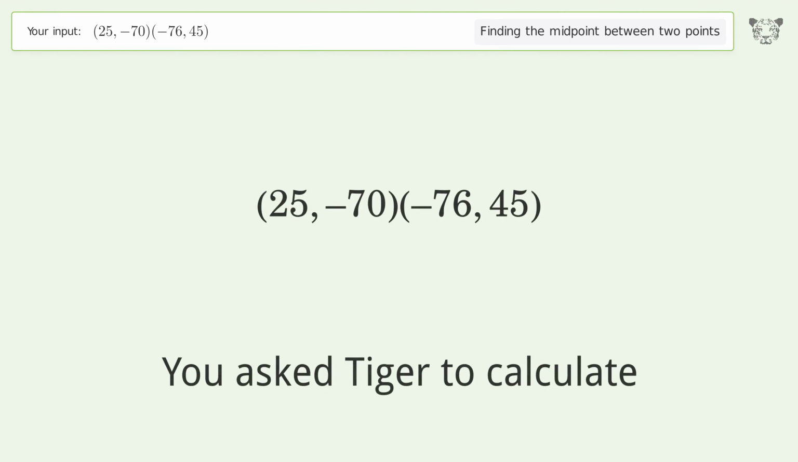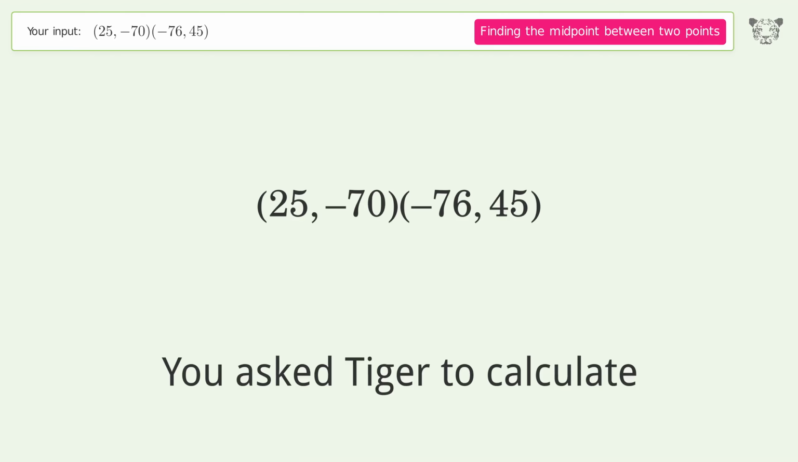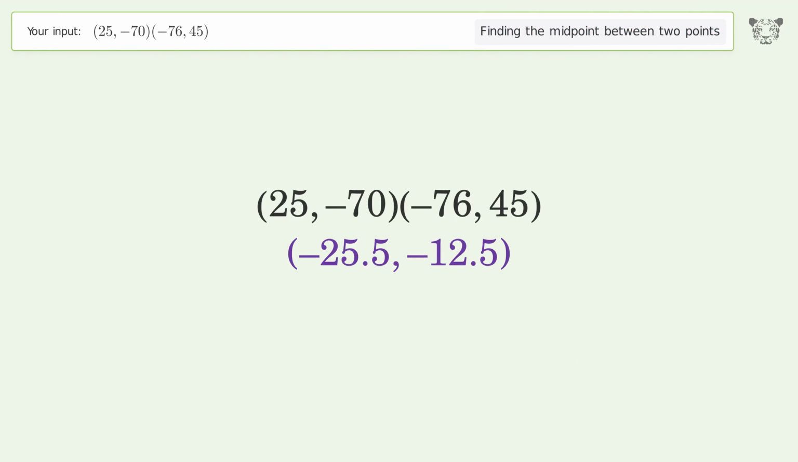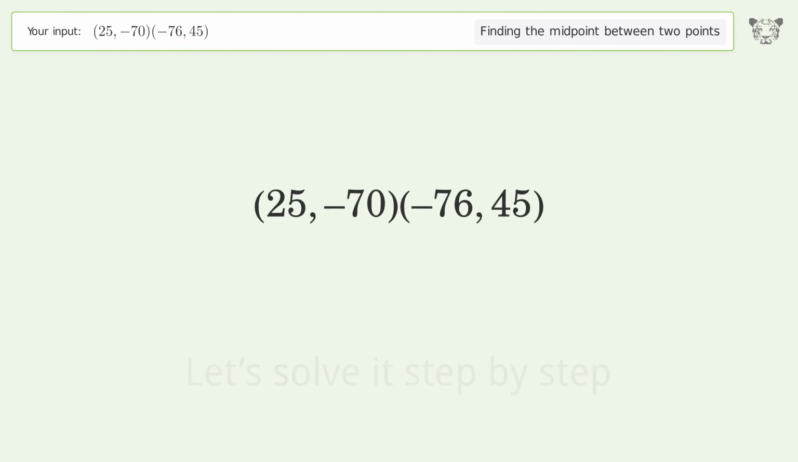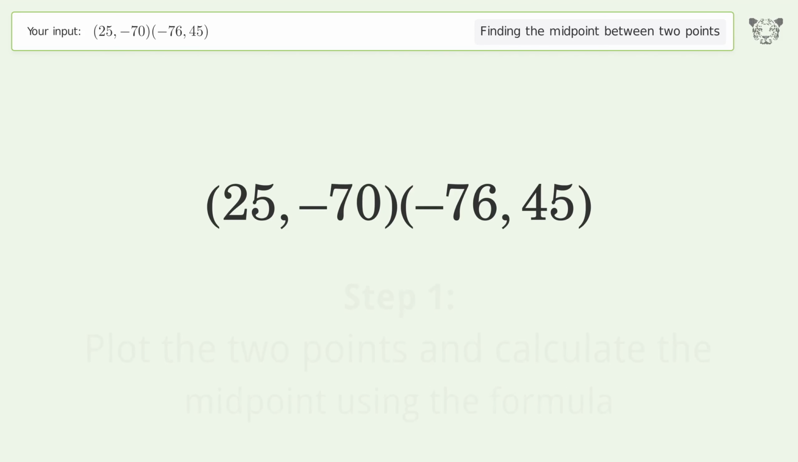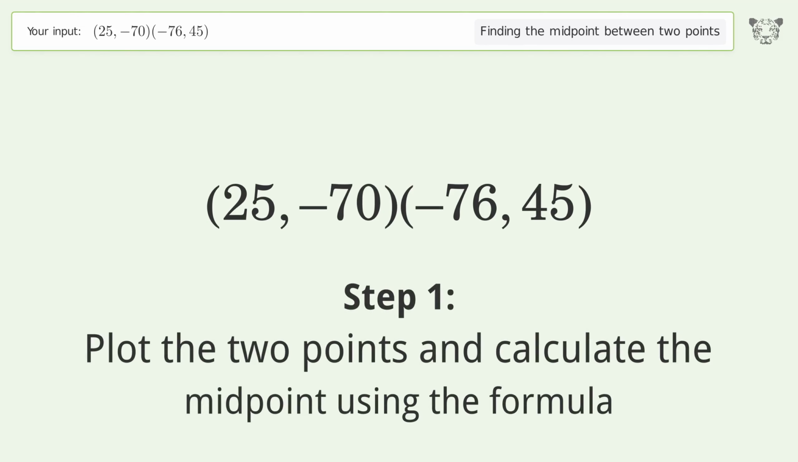You ask Tiger to calculate. This deals with finding the midpoint between 2 points. The midpoint between the 2 points is negative 25.5, negative 12.5. Let's solve it step by step. Plot the 2 points and calculate the midpoint using the formula.